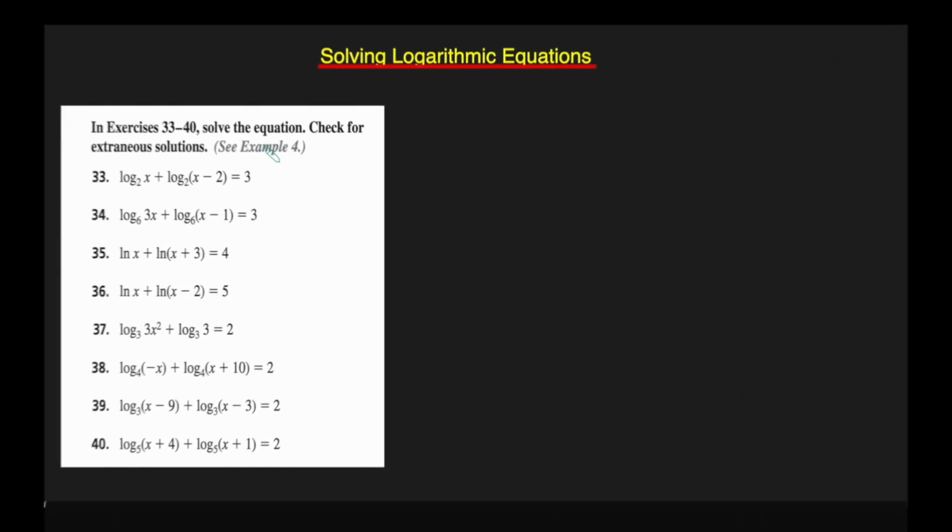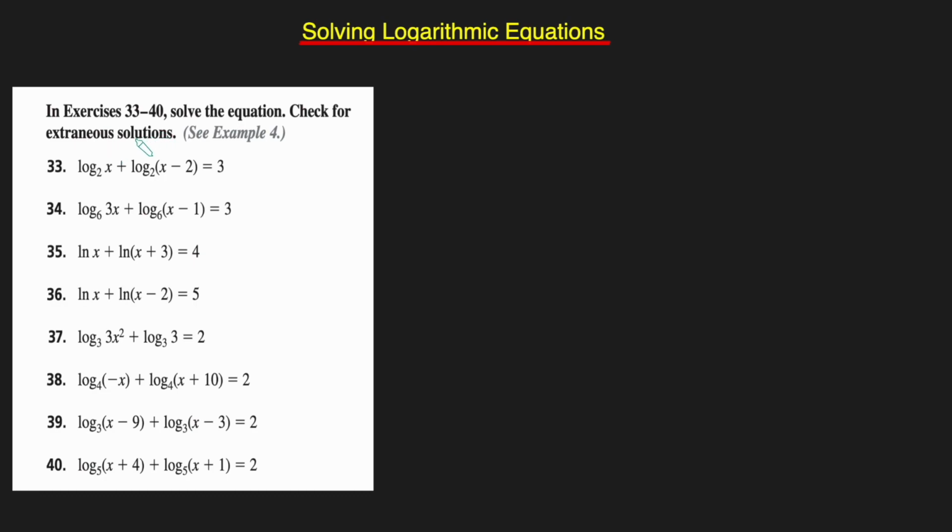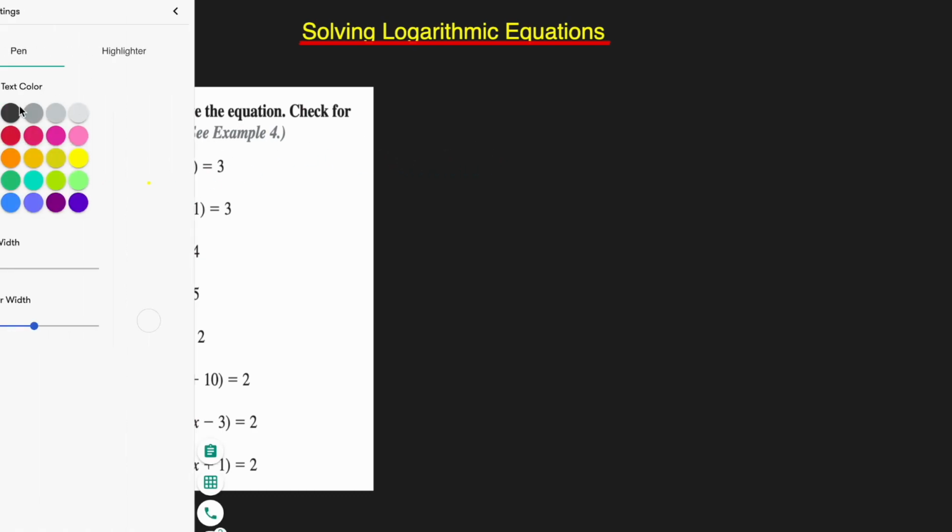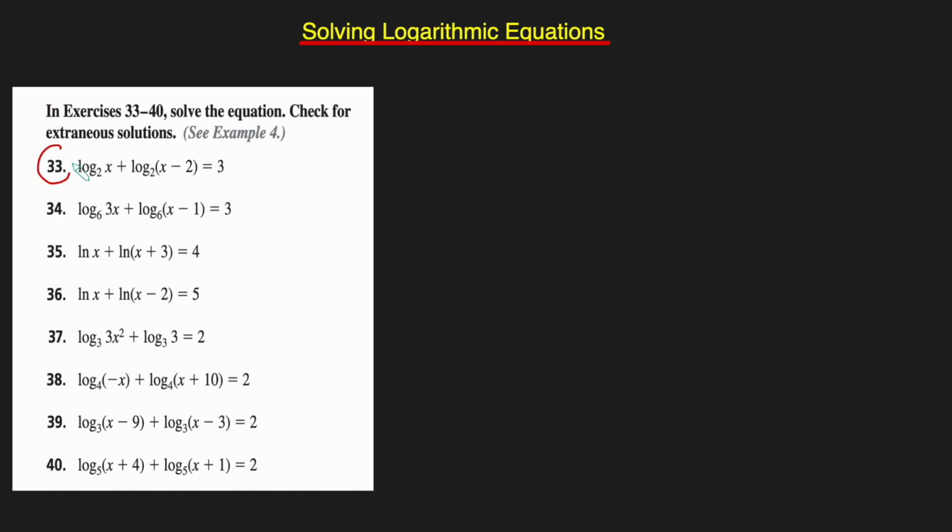At this time, we're going to solve the equations, and we're also going to check for the solutions and make sure that they would not violate the log rules. We will be working on the odd problems. We'll do 33, 35, 37, and 39.